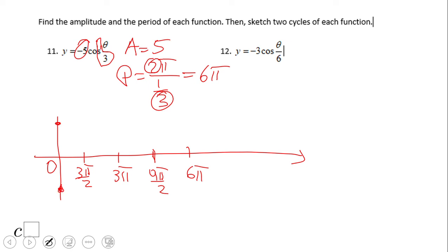So mean, 0, max, 0, and back to a mean. The mean will be -5, the max will be 5, of course, because the amplitude is 5. And if we need one more cycle, obviously we're going to go to 12 pi and do one more cycle.